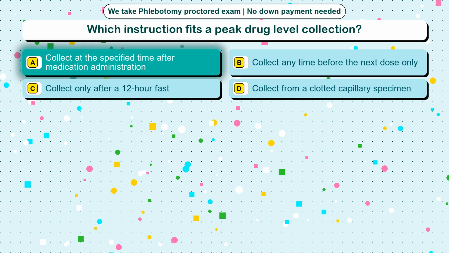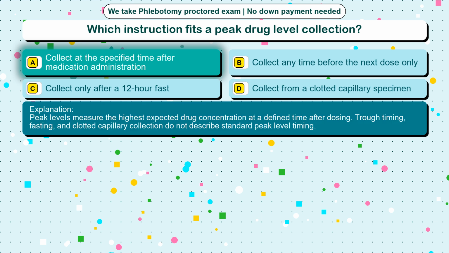The correct answer is option A, collect at the specified time after medication administration. Peak levels measure the highest expected drug concentration at a defined time after dosing. Trough timing, fasting, and clotted capillary collection do not describe standard peak level timing.